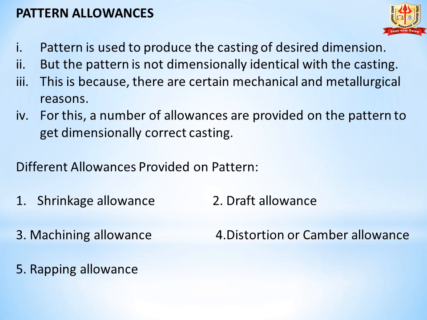Different allowances provided on pattern. First is a shrinkage allowance. Second is a draft allowance. Third is a machining allowance. Fourth is a distortion or camber allowance. And fifth is a warping allowance.